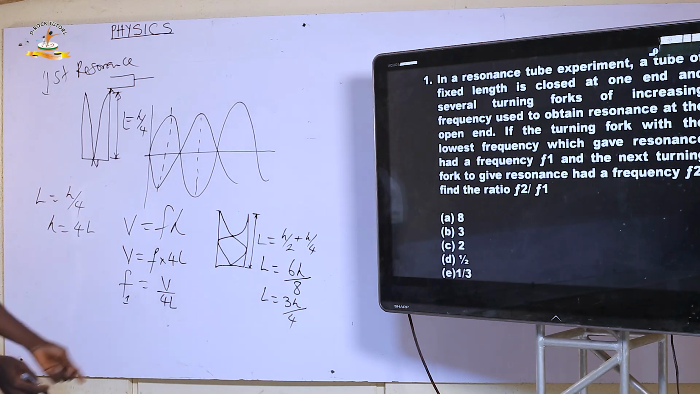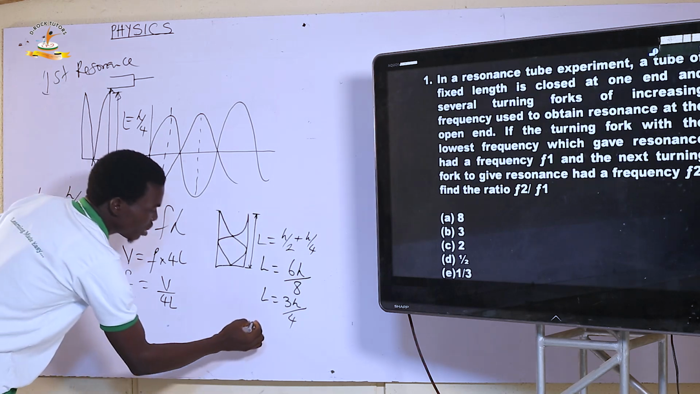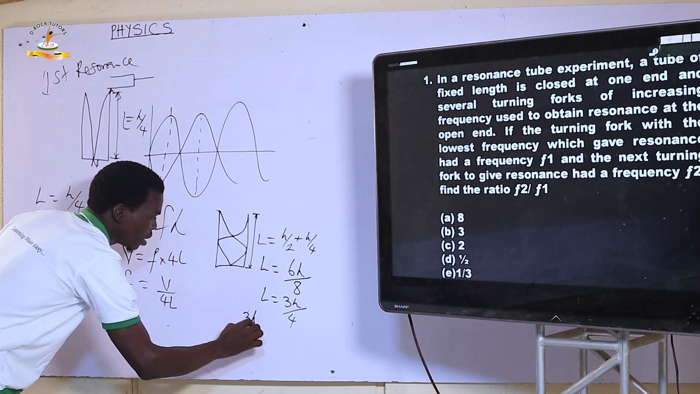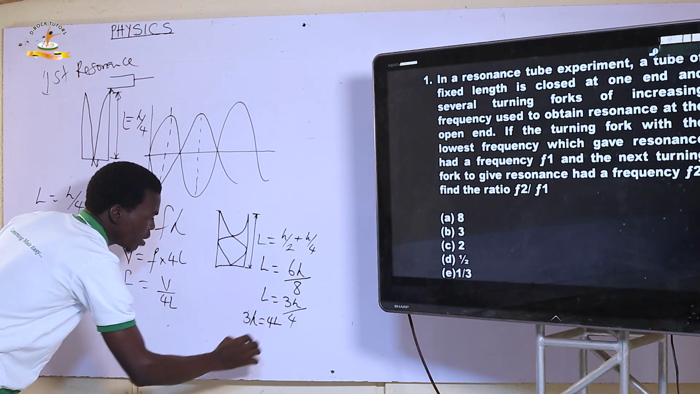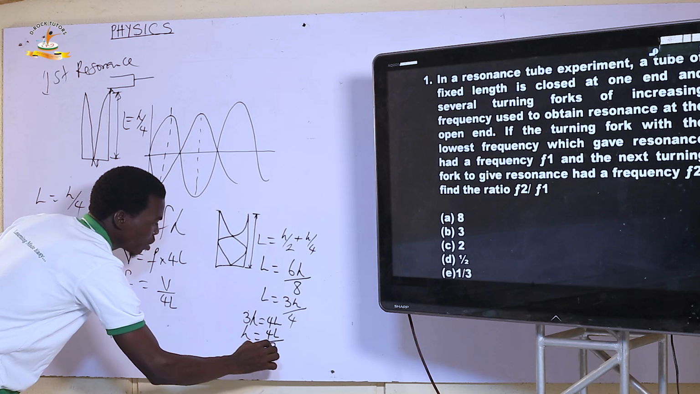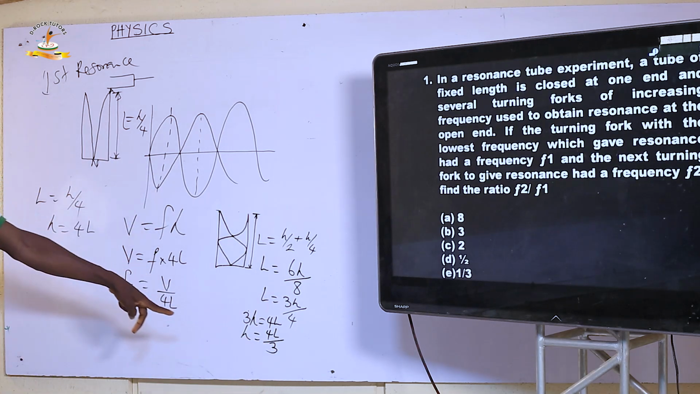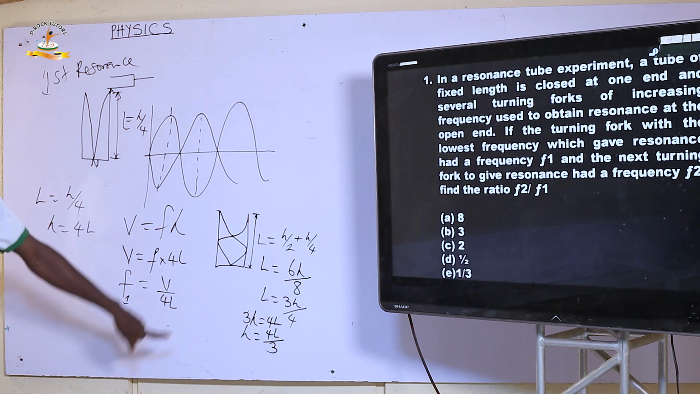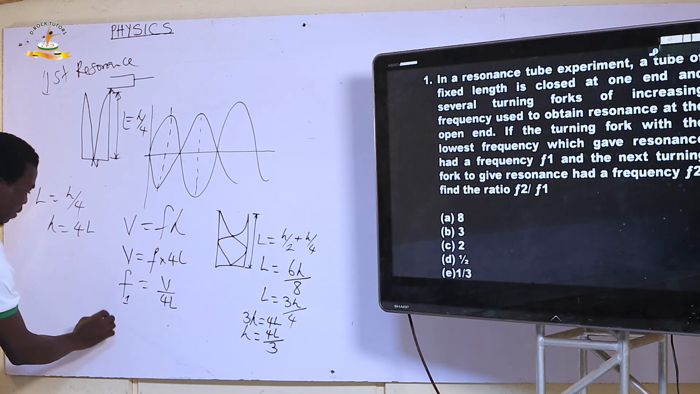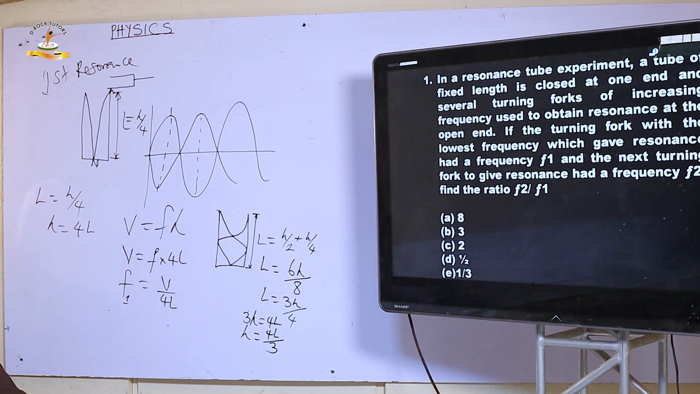Here, definitely, we can say, let's do what? Let's cross multiply and make lambda the subject of the formula. So the wavelength at which the second resonance will take place is going to be 3 lambda equals 4L. Then lambda equals 4L all over 3. That is the wavelength at which the second resonance will take place. Now we go back to the original formula, which we already said we've already used. Now it means that what? The velocity of sound doesn't change no matter what resonance you are doing. So velocity of sound isn't going to change.